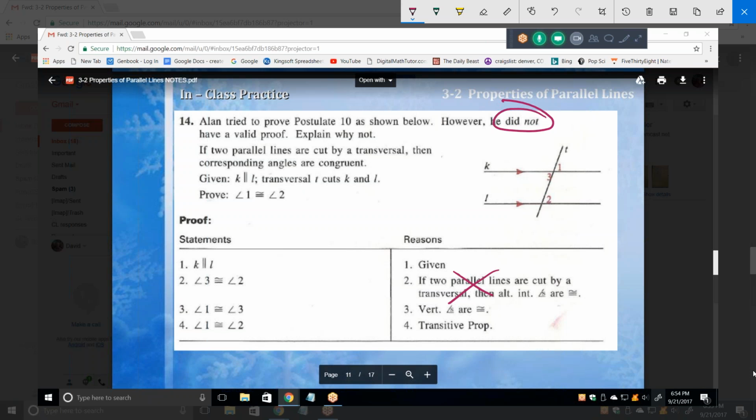You can't say 3 is congruent to 2 yet. You haven't had that theorem. What you could say is that 3 is congruent to 1 because of vertical angles. We've had that. And you could say 1 is congruent to 2. No, that's what postulate 10 is. Yeah, no, we can't use that as the proof to try to prove it.